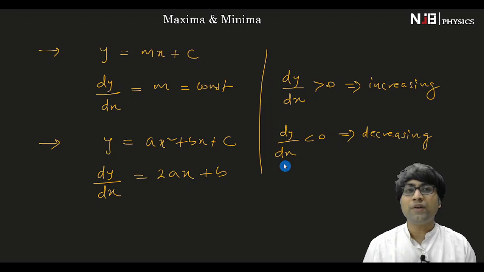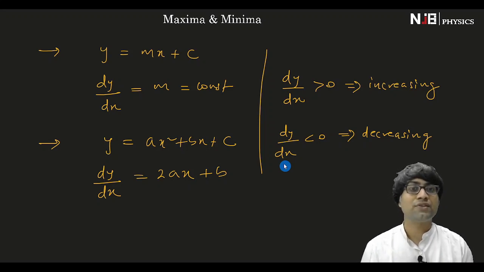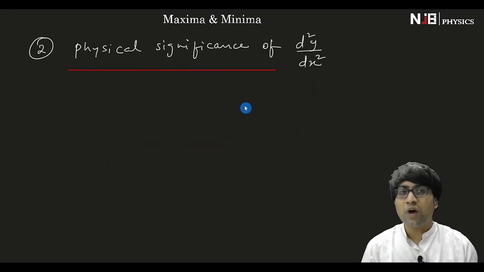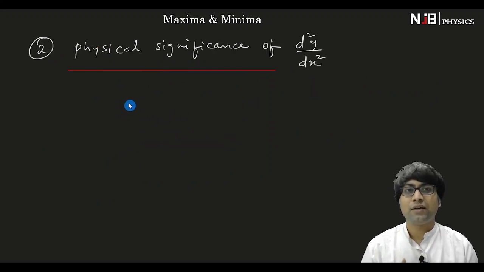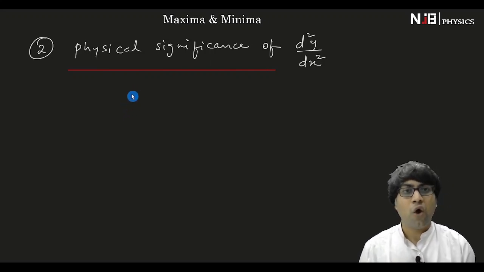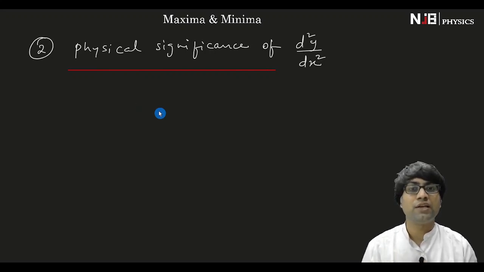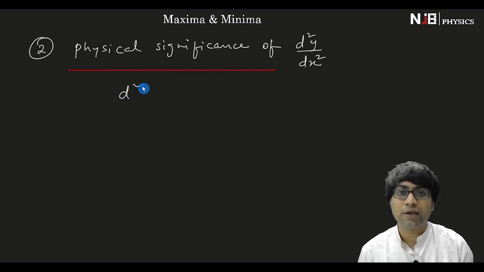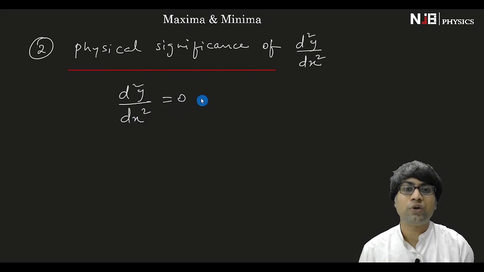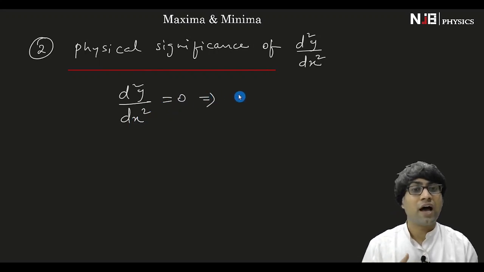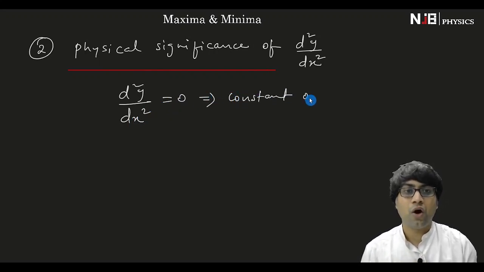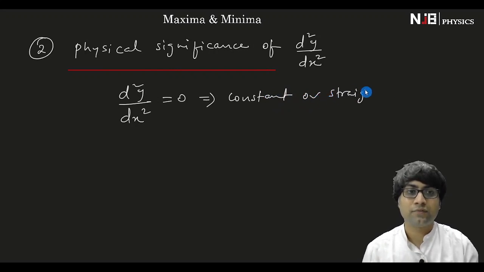Next we will talk about the significance of d²y/dx², that is the double derivative of y with respect to x. Basically, d²y/dx² tells us about the concavity of the graph of y equal to f(x). Obviously we will not talk in terms of a linear function or constant function, because for a linear or constant function, d²y/dx² is going to be 0. So we can say that if d²y/dx² is equal to 0, this implies that the graph is either constant or a straight line.